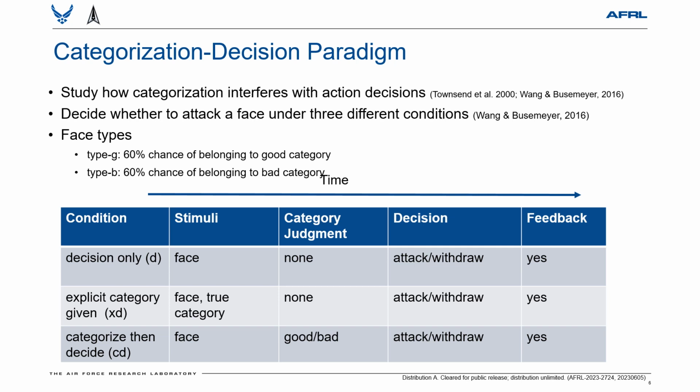In experiment 2 of Wang and Busemeyer 2016, type G faces and type B faces had a 60% chance of belonging to the good category and bad category respectively. In all cases, feedback was given. In the decision-only condition, or D for short, participants simply decide whether to attack or withdraw. In the explicit category condition, or XD for short, participants are given the true category of the face and then decide whether to attack or withdraw. In the categorize then decide condition, or CD for short, participants categorize the face as good or bad before deciding whether to attack or withdraw.